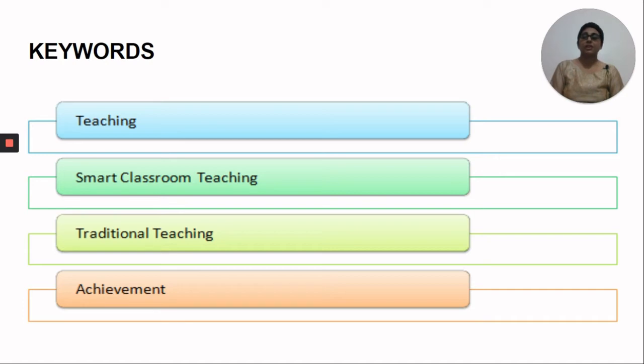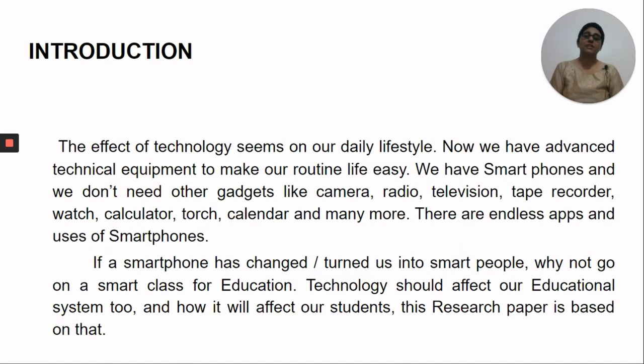Third keyword is traditional teaching. Traditional teaching is the simple classroom teaching, the chalk and board classroom teaching. And achievement. An achievement is something which someone has succeeded in doing. So these were the keywords. This is the introduction of the research paper.